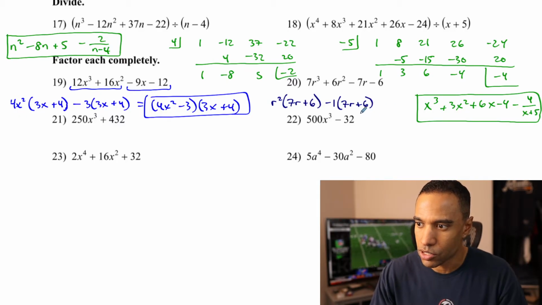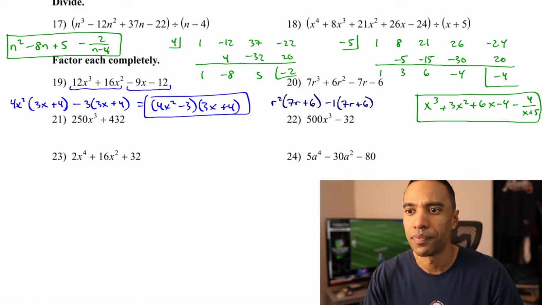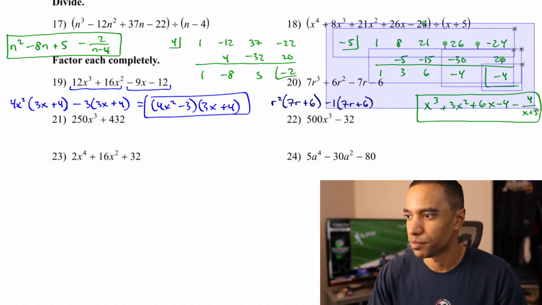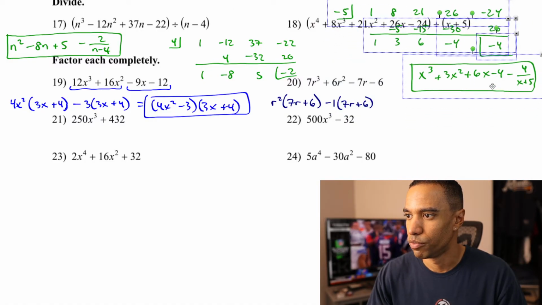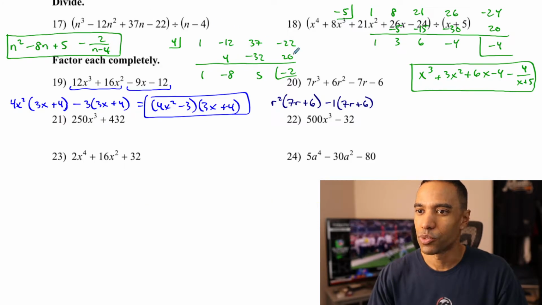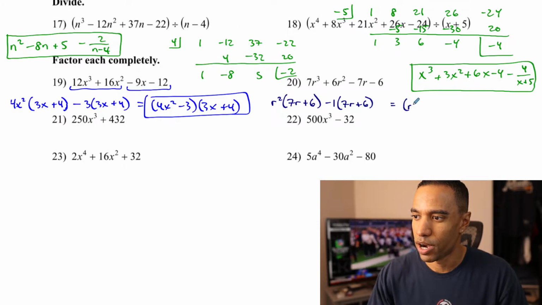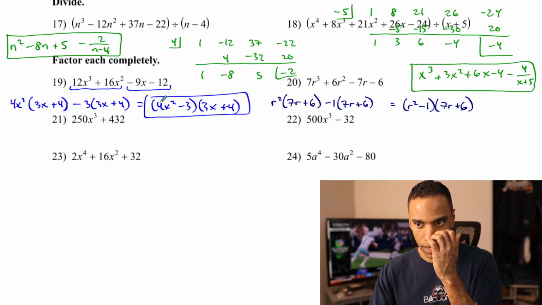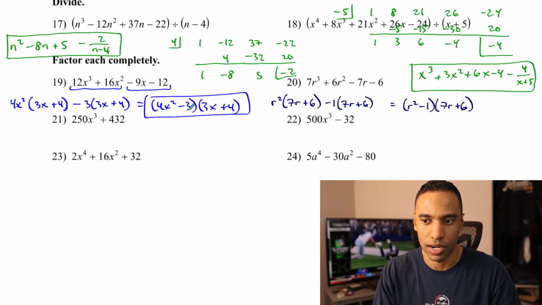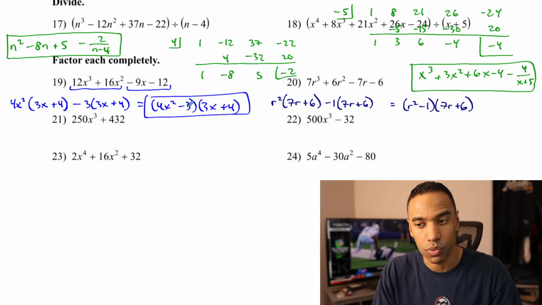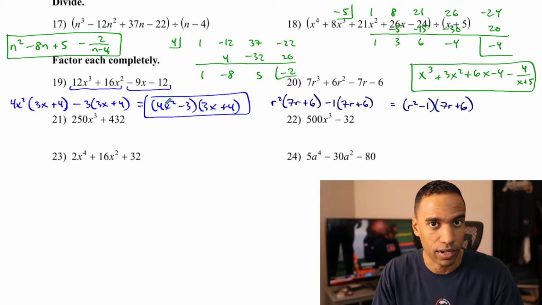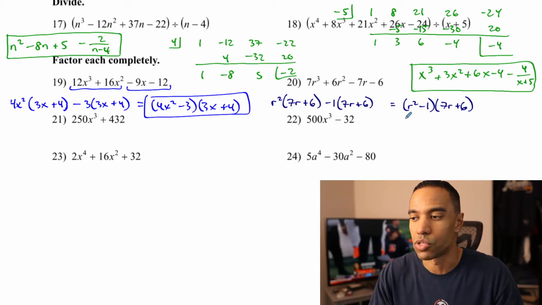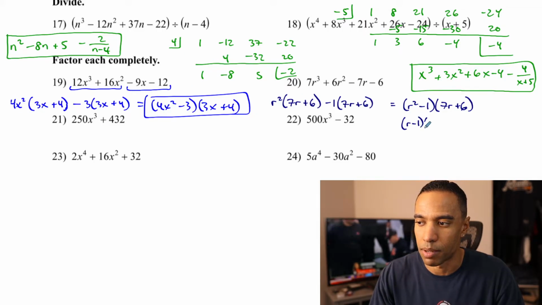And that equals, oh boy, I'm going to need some room. Hold on, let's move those up. And this will equal r squared minus 1 times 7r plus 6. Now, I'm not done on this problem. Unlike the previous problem, where this was not a difference of two squares because 3 is not a perfect square, even though 4x squared is, this is a difference of two squares. This factors into r minus 1 times r plus 1.